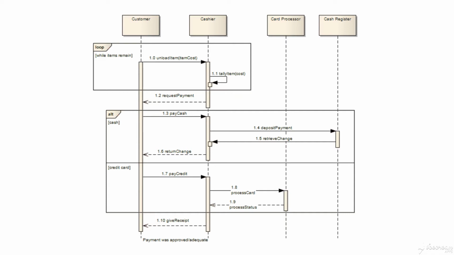If he chooses to pay by cash, then the cash is deposited to the cash register and the change is returned to the customer. But if he chooses to pay by card, the card is processed by the card processor and the process status is returned to the cashier. In either way, if the payment was successful, the cashier gives a receipt to the customer.